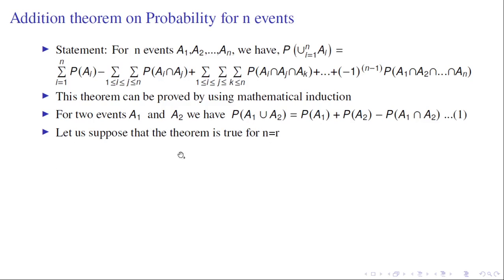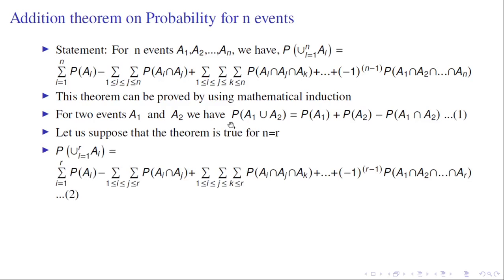This is the addition theorem on probability for 2 events. Let us suppose that the theorem is true for n equal to r. Just replace n with r in this expression, union of i equal to 1 to r Ai. This is the summation of single terms, double terms, triple terms, and the last term up to r. Now we have to prove it for n equal to r plus 1.